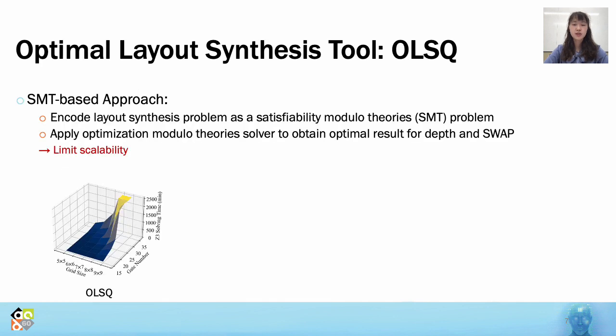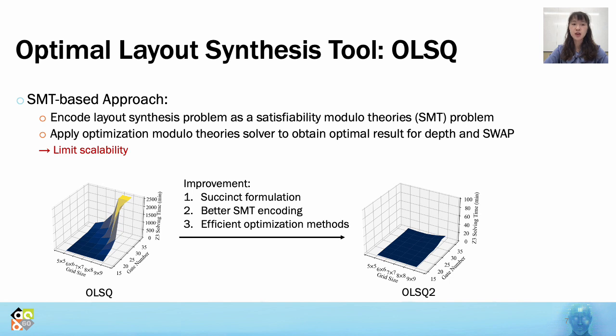Next, I'm going to introduce a previous work, OSC. It is an optimal layout synthesizer. It encodes layout synthesis problem as an SMT problem and uses the optimization module theory solver to obtain optimal results for either depth or swap. However, their scalability is limited. Therefore, in this work, we improve upon OSC by proposing a succinct formulation, better SMT encodings, and use an efficient optimization method. After applying these techniques, we can achieve hundreds of times of speedup.